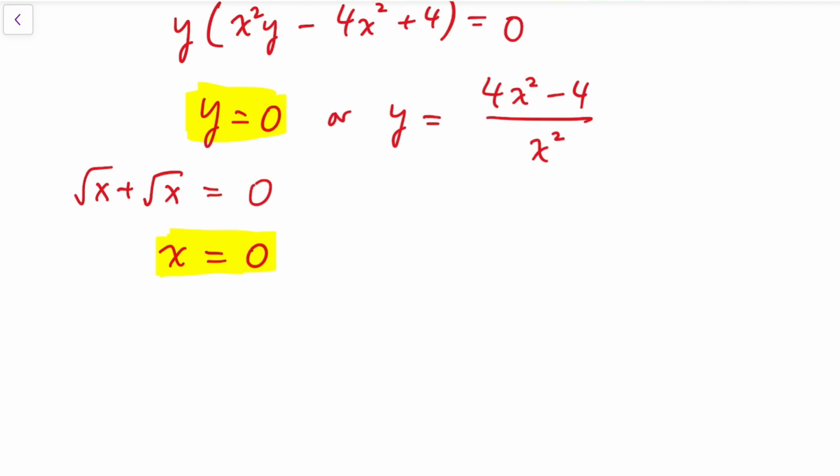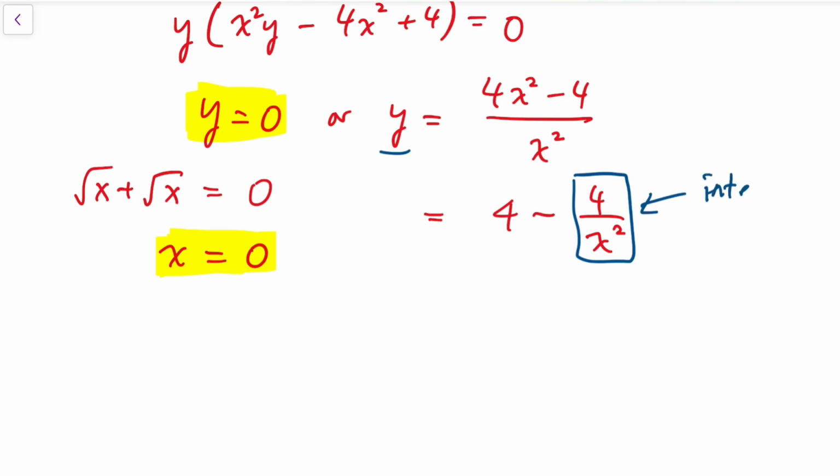Now for the other case, I can rewrite the fraction as 4 minus 4 over x squared. And I want this to be an integer because y on one hand is supposed to be an integer, so the other side, 4 minus the fraction 4 over x squared, is also an integer. So I want this fraction 4 over x squared to be an integer as well.